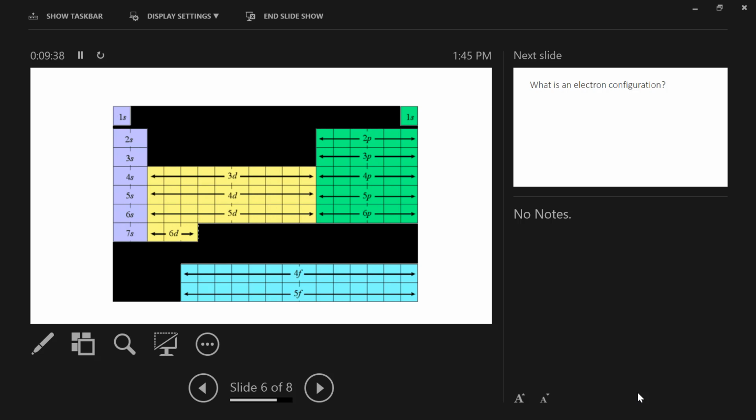Oxygen, how many p electrons does it have? 4. How many does it want? 6. So what do you think oxygen is going to tend to do? Gain 2. And what are things that tend to take on electrons and form anions? What are those? Nonmetals. Oxygen is a nonmetal.